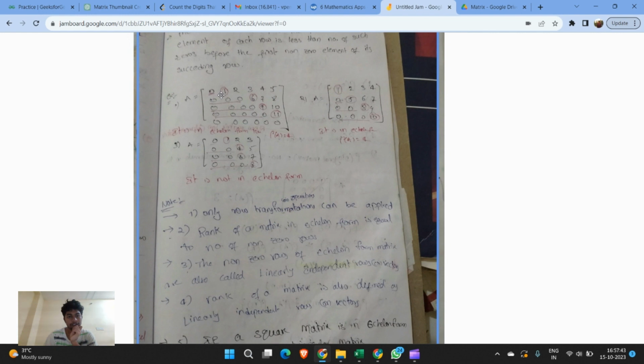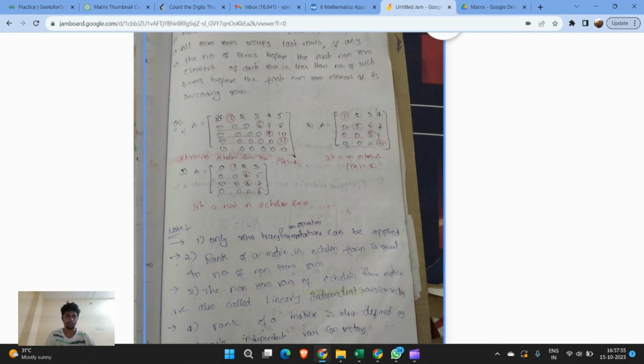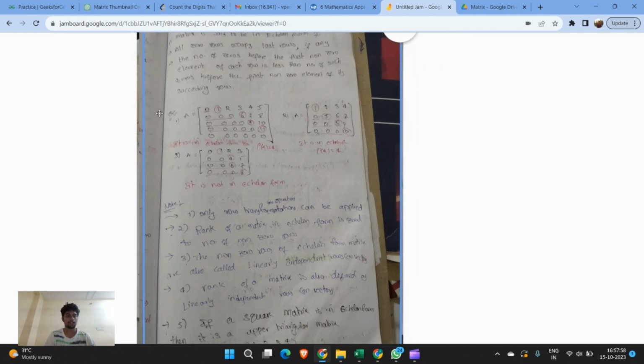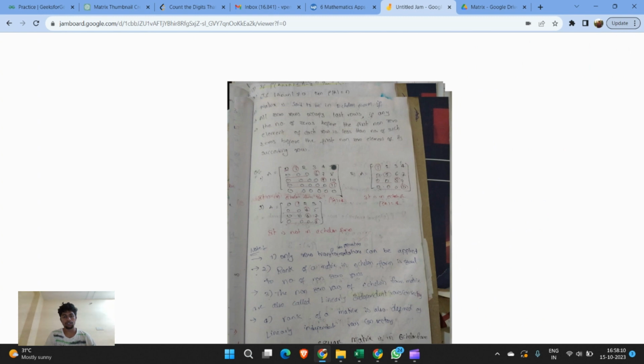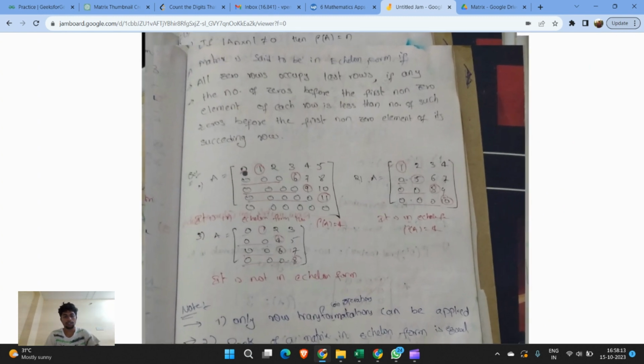So in this case, it is an echelon form. Why? Because if you go down, this is the first row, second row, third row, fourth row, and fifth row. As you go down, the number of zeros is increasing. You can see here, the number of zeros is increasing, and this is the non-zero element before one. That is also fine. So coming from top to bottom, the number of zeros is increasing.